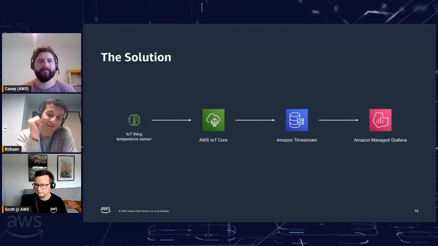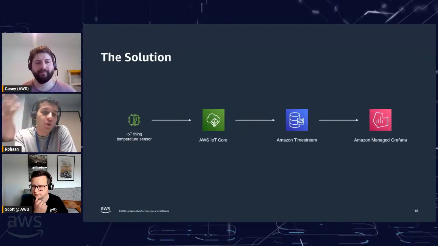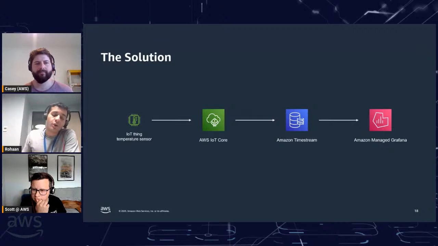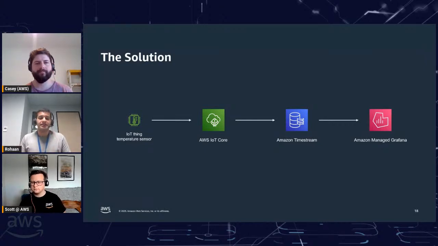I'll go back to the solution slide now and just talk about the end-to-end solution before we do a bit of a demo. So on the left, we've got our temperature sensor and our devices that are collecting the data and sending it to AWS. We've got IoT Core set up to receive that data and route those messages to TimeStream to be stored. And then we're visualizing that data with the Grafana dashboard through Amazon Managed Grafana and then setting up alerts.